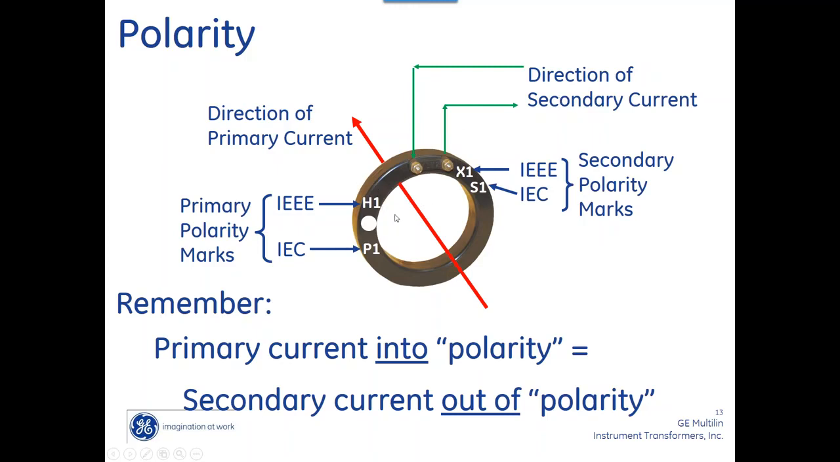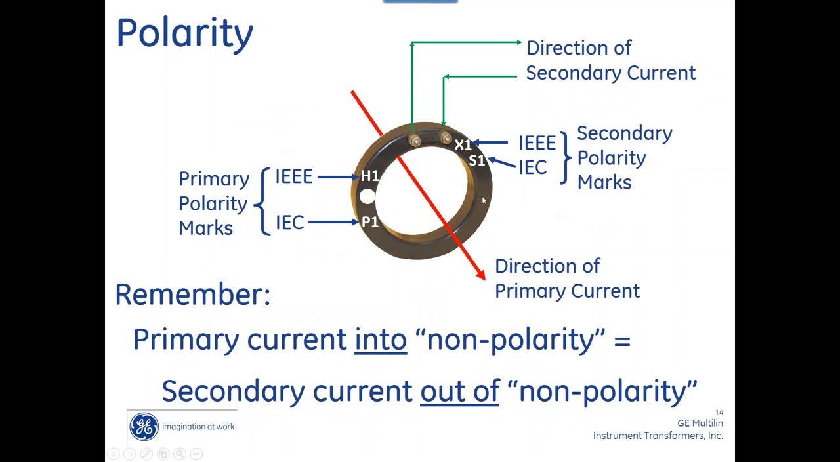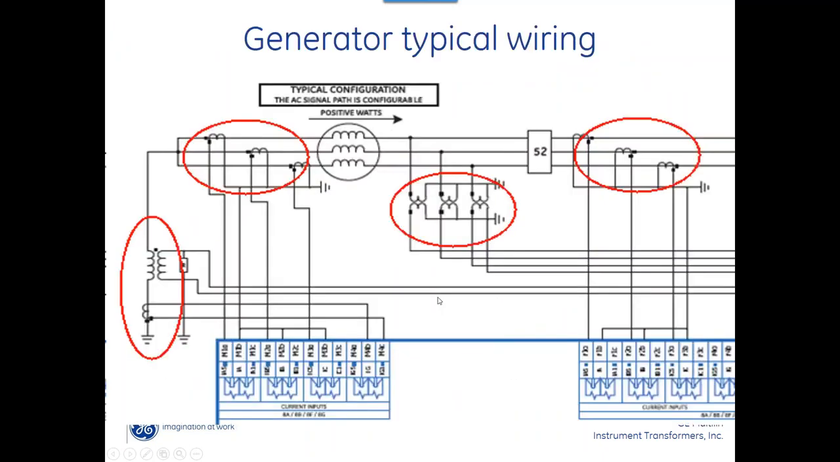In the US, we typically label this H1 for the high side. IEC labels it P1. We typically label the secondary X1, and in Europe they label it S1. So if you've got the current going into the dot, it comes out of the dot on the secondary. So what happens if I have the current going backwards? Well, if the current's going into the CT backwards, then it's going to come out of the CT backwards. So you need to be aware of that. With electromechanical meters, it wasn't a big deal. With the new digital electronic meters, it is a big deal.